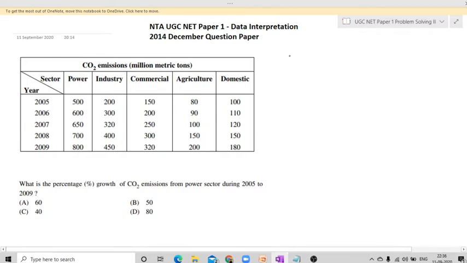After a long gap we are once again here with the UGC NET paper 1 question paper, and here we have the question paper of 2014 December, and we are about to solve questions under the type data interpretation. This year's question paper has a table based question. So first of all, let's spend a moment on what is given in this table.